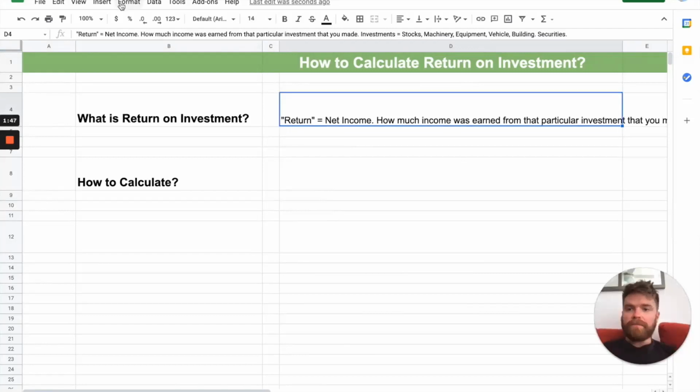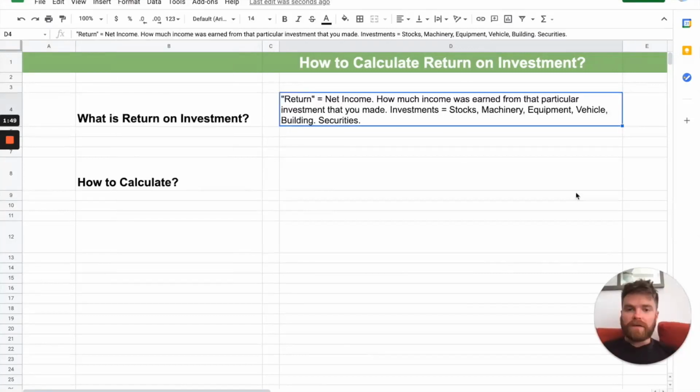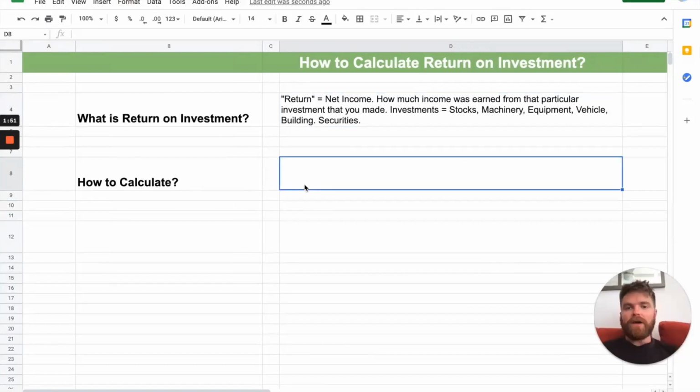So we wrap that. Now, how do we calculate that? Well, it's fairly simple. Now, there's lots of formulas out there. We're going to go through the basic calculation here. It's just the amount of net income divided by the total asset that you invested in.